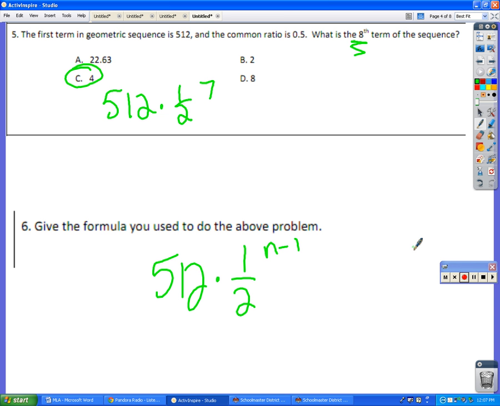Where's the variable then? The variable is the n right here because that's what we keep changing. If it was 15 or whatever, you plug in 15 for the n. Just like for this one, we plugged in 8 for the n, and 8 minus 1 is 7. Okay?